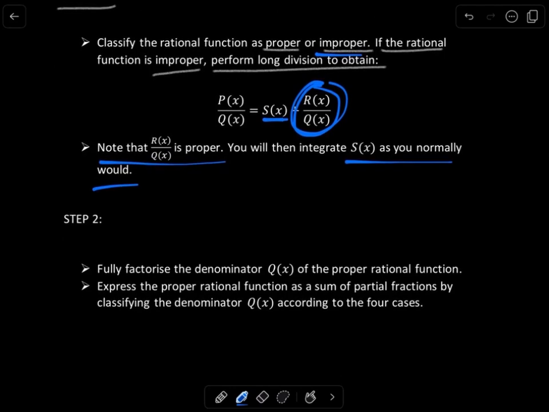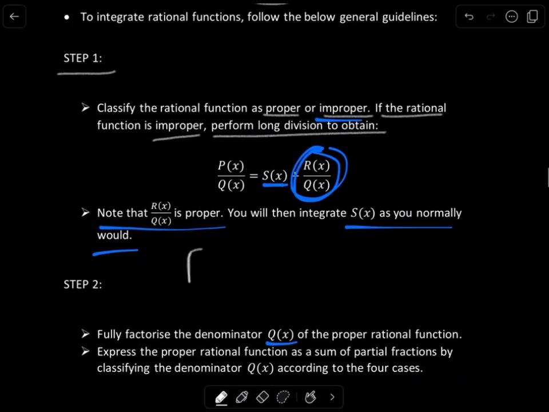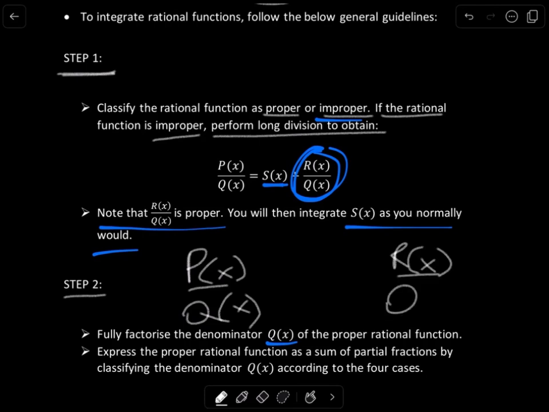Step 2, you need to fully factorize the denominator q of x. So coming back to p of x over q of x, if it is just proper, you get the question and it is just proper, you come to step 2. You cannot perform long division on it, right? However, if this was improper and you performed long division on it, you would have gone through step 1, then you would have obtained something such as r of x over q of x.